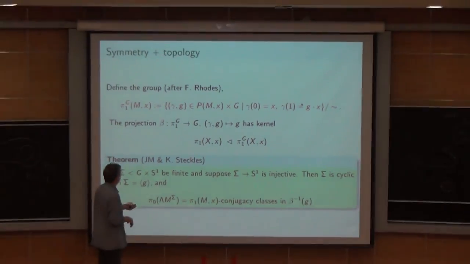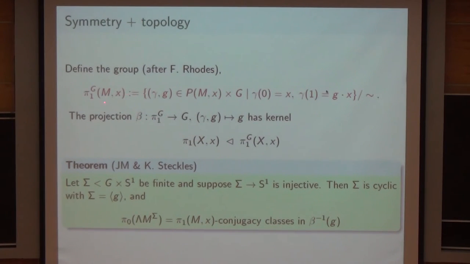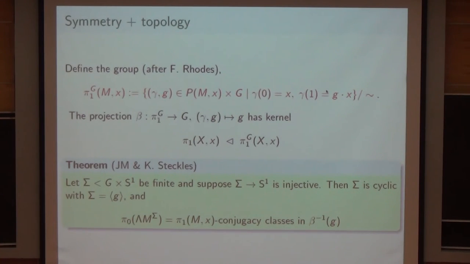So I think of this projection from this group to G, which means I take gamma G, I just take the G component, then the kernel is the loops where the group element is the identity, so they're going from X back to X, so it's the fundamental group. So the fundamental group is a normal subgroup of pi 1 G, because it's the kernel of theta. And so my M suddenly becomes X. X is M.